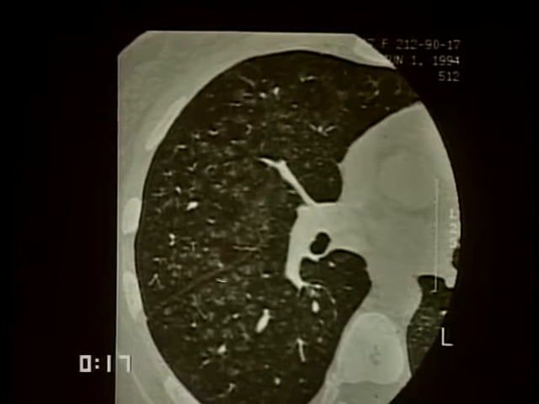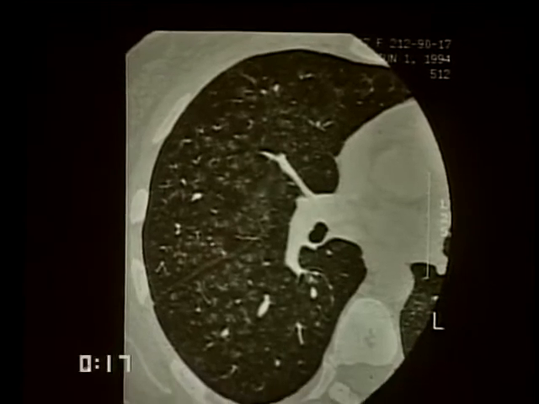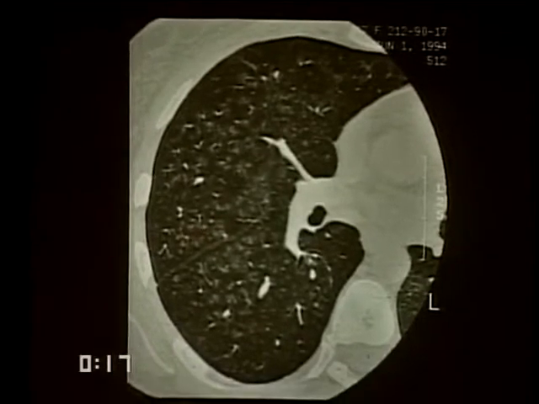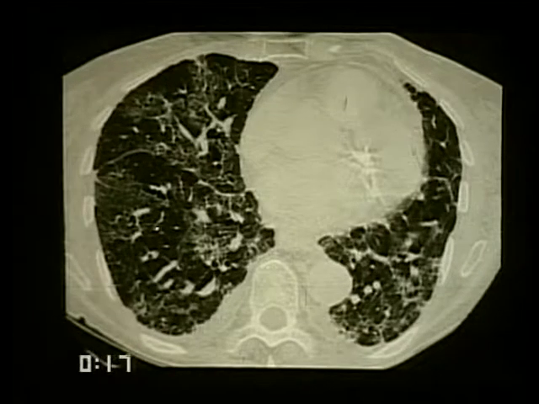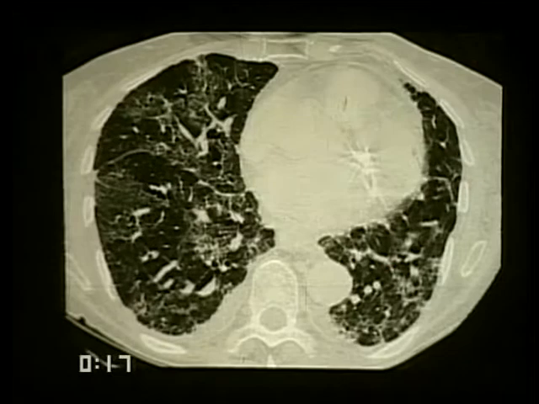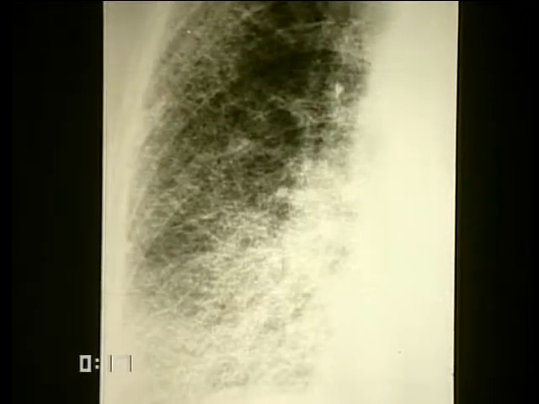Sometimes there are indistinct centrilobular pulmonary nodules, and sometimes it is accompanied by a more geographic pattern with ground glass opacity, and it will appear quite distinctly interstitial on the PA as well as on the high resolution view.